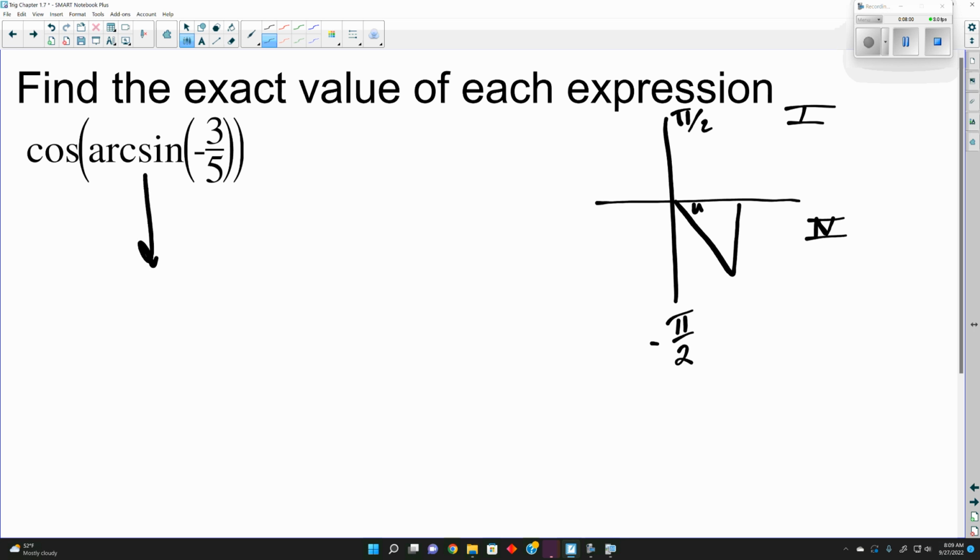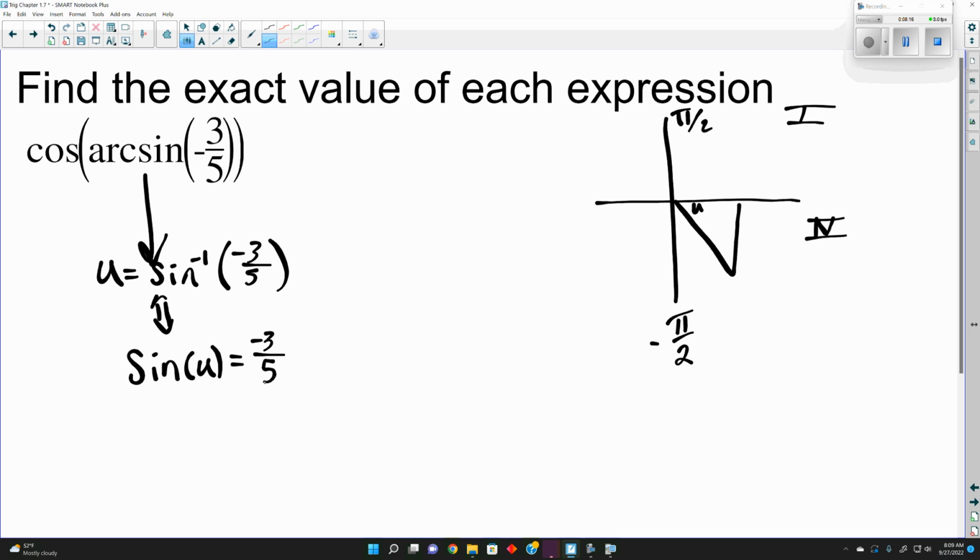Because this is saying u is equal to sine inverse of negative 3/5, that is the same as sine of u is equal to negative 3/5. These here are interchangeable. If we look at this as sine of u, that angle is negative 3/5. So sine is what over what? Opposite over the hypotenuse. So the opposite side would be 3, and the hypotenuse would be 5.